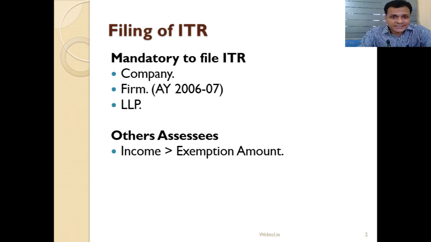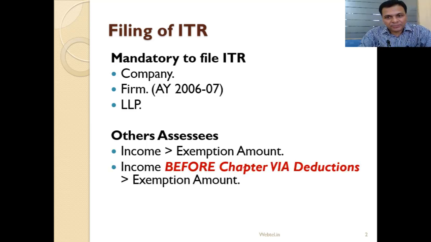What about other assessees? Obviously, for other assessees, we are aware that if income exceeds the exemption limit, then income tax return needs to be filed. Now, does the statement need any more clarification? I guess so. Income before Chapter 6A deductions should be greater than the exemption amount. We should not see after Chapter 6A deductions, but before Chapter 6A deductions, that is all the deductions that we claim in 80C, etc. Before that we should see that the amount should be greater than the exemption amount, then we should file the ITR.